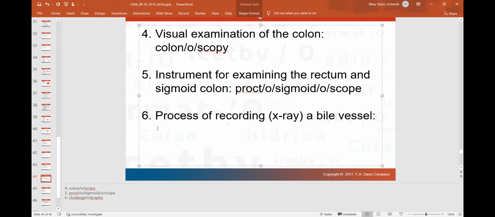And the process of recording or x-raying a bile vessel is, remember, bile comes from that gallbladder. It's where it's stored. So it is cholangiography.